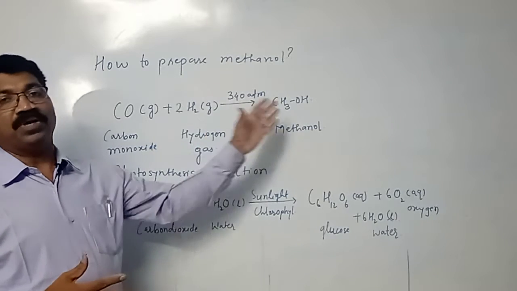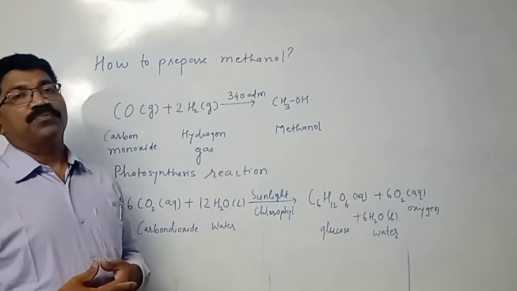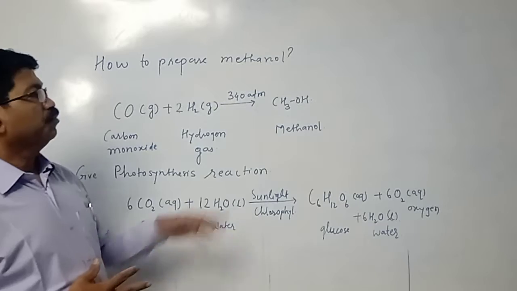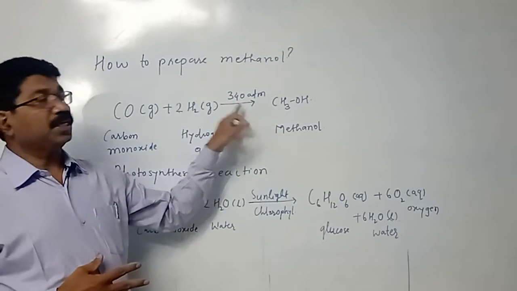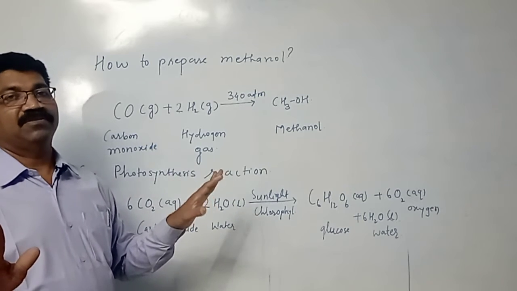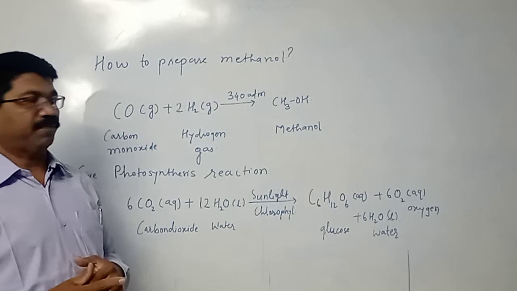Methanol, CH3OH. This is the first member of the alcohol series. We have indicated the pressure. If pressure is not there, even though hydrogen and carbon monoxide are present, they will not react. That's why we have to indicate the pressure over here.